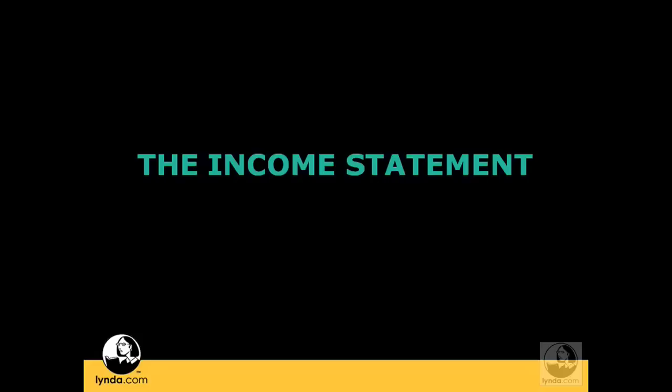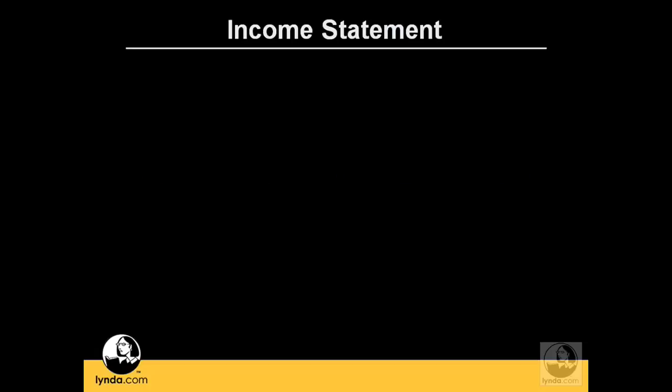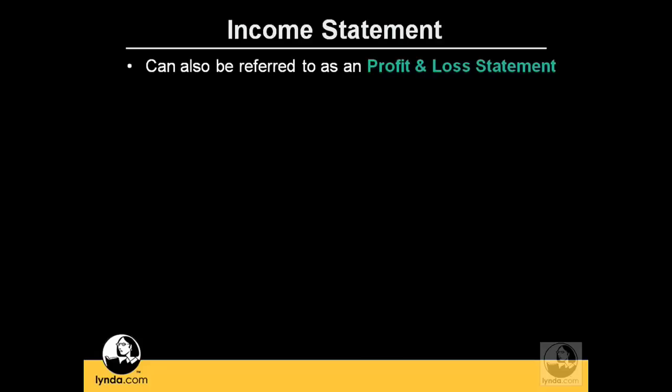As we discussed in our previous movie, QuickBooks organizes your financial information into accurate reports that you will use to guide your business in a profitable direction. One of the most important financial reports an accounting system produces is the income statement, which is also known as a profit and loss statement.